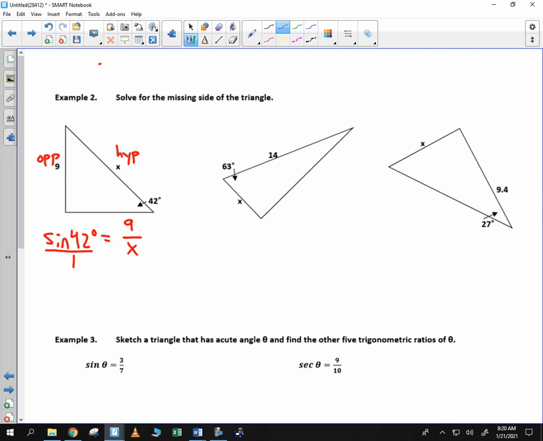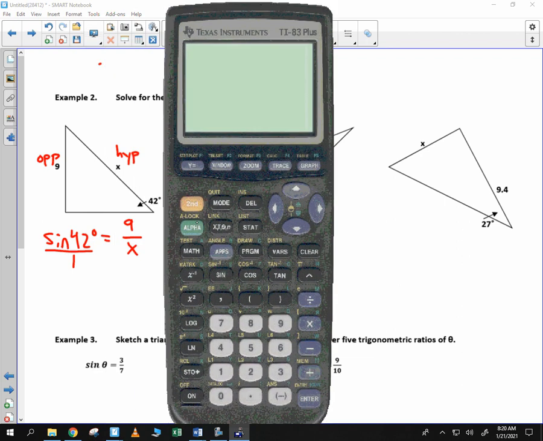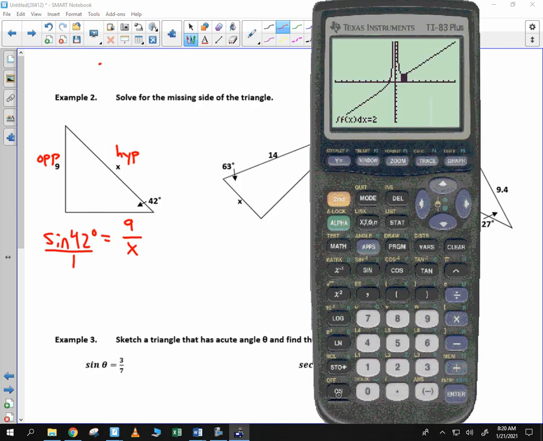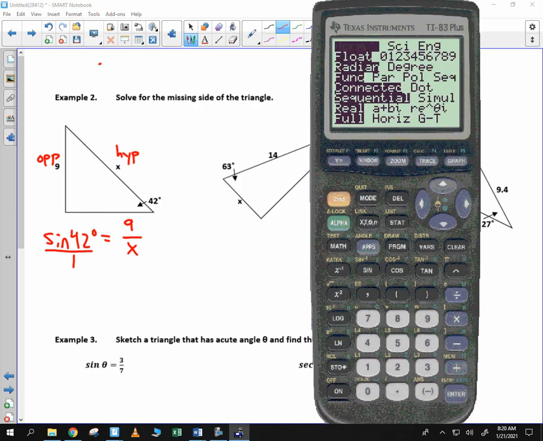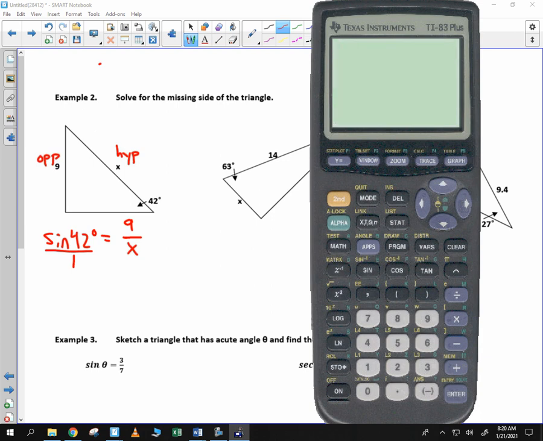I will cross multiply. Take out my handy dandy calculator. Please make sure that your calculator is working in degrees. As you can see, the angle is in degrees. As I cross multiply, I get 9 is equal to sine of 42 times x. So I will take 9 and divide it by the sine of 42, and I get 13.45.